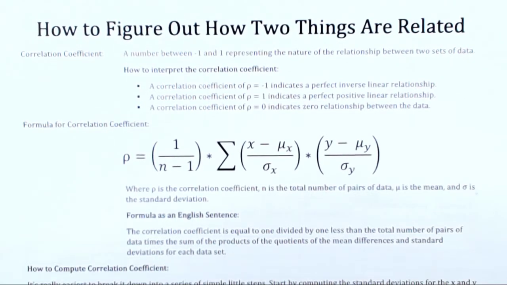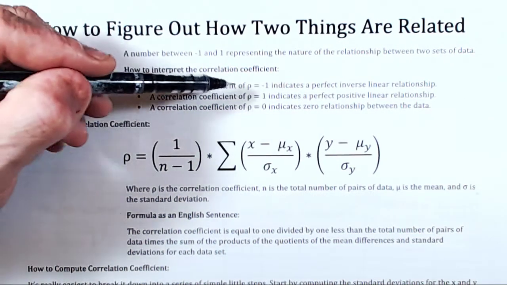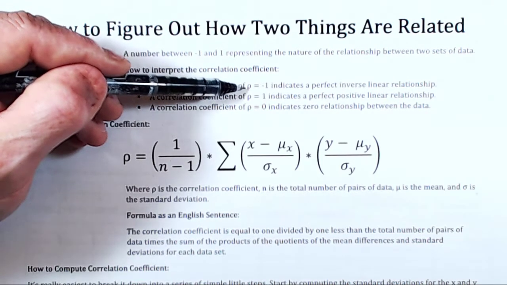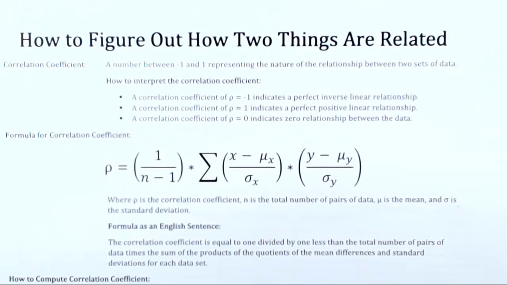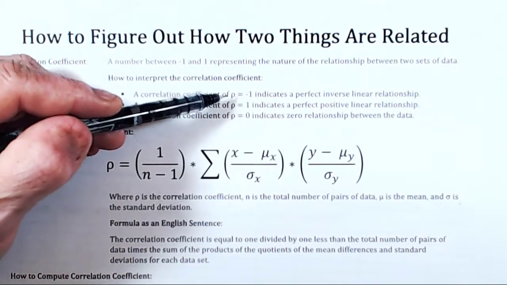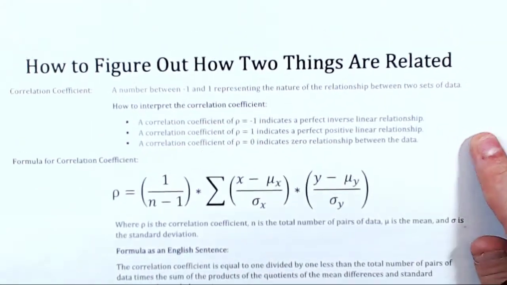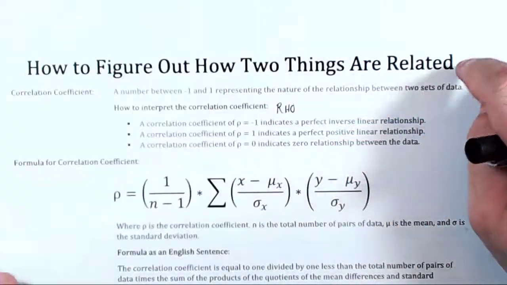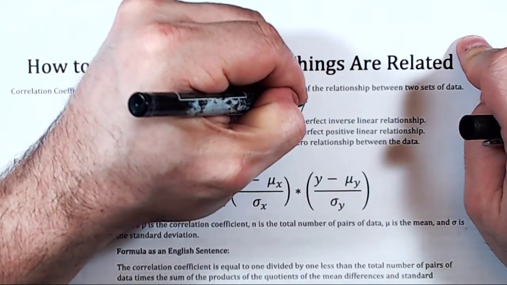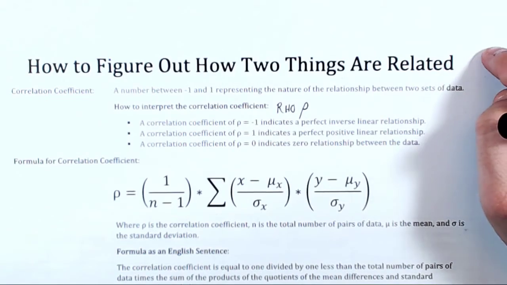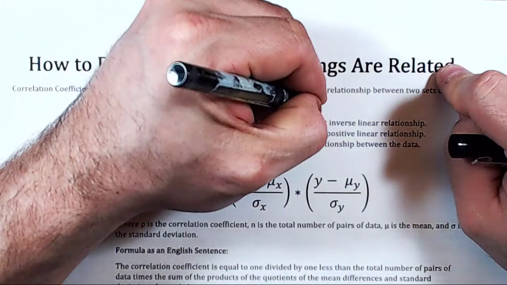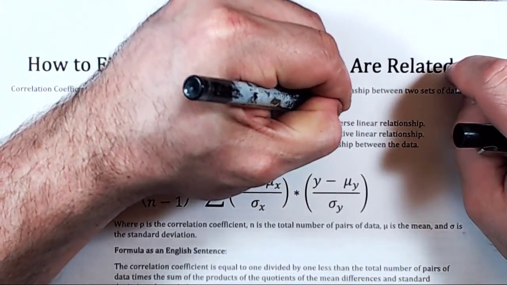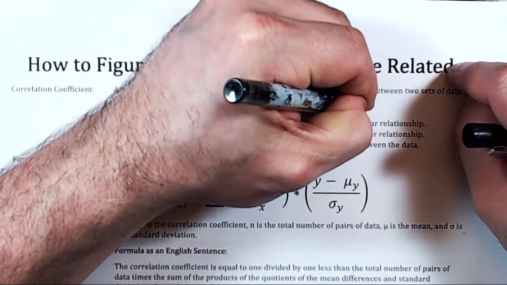Now, as I'm talking, I'm going to refer to the correlation coefficient by its Greek letter. And this looks like a P, like an English P, but it's actually the Greek letter rho, R-H-O, rho. And that's the Greek letter that looks like that. Okay, so that's rho, and that is equal to the correlation coefficient.